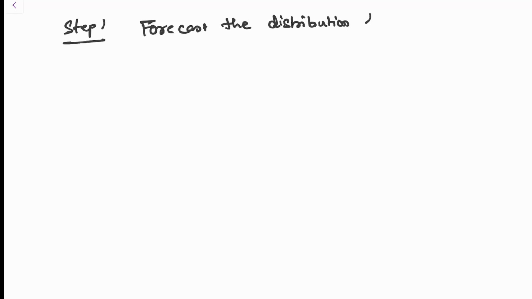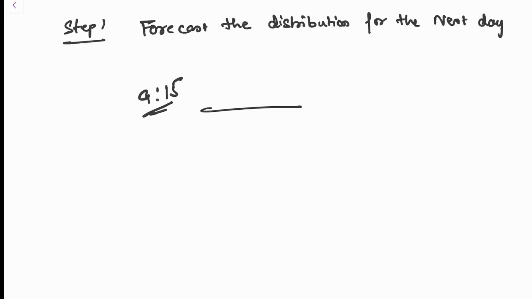We are going to do 4 steps. Step 1: forecast the distribution for the next day. Before the trading day begins, the VaR model predicts the range of possible profit and loss outcomes. Your trading starts at 9:15, so before that you identify the possible profit today and the possible loss today.